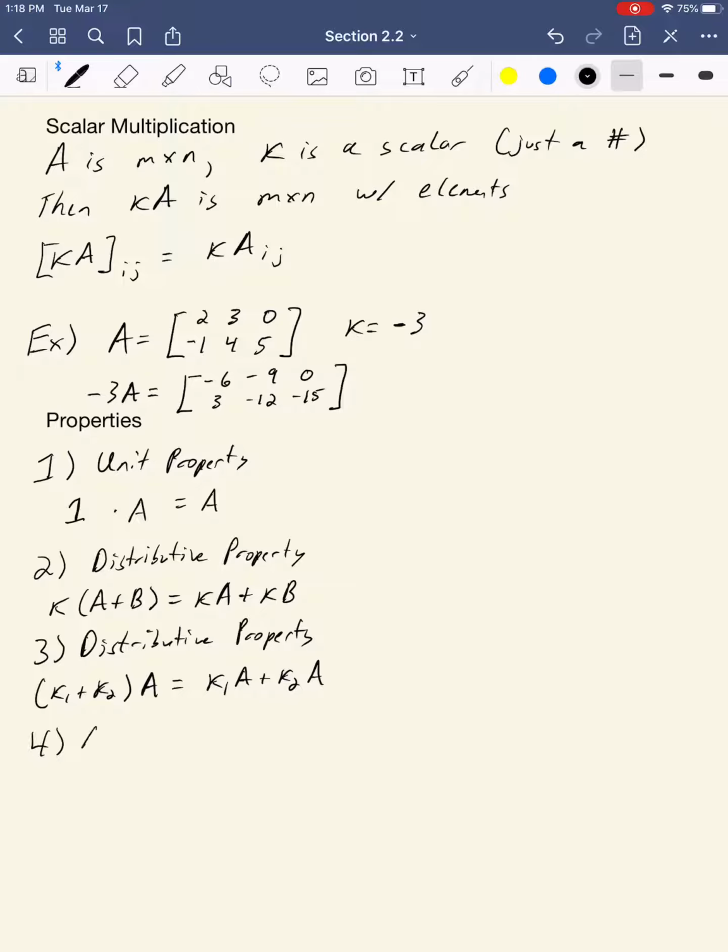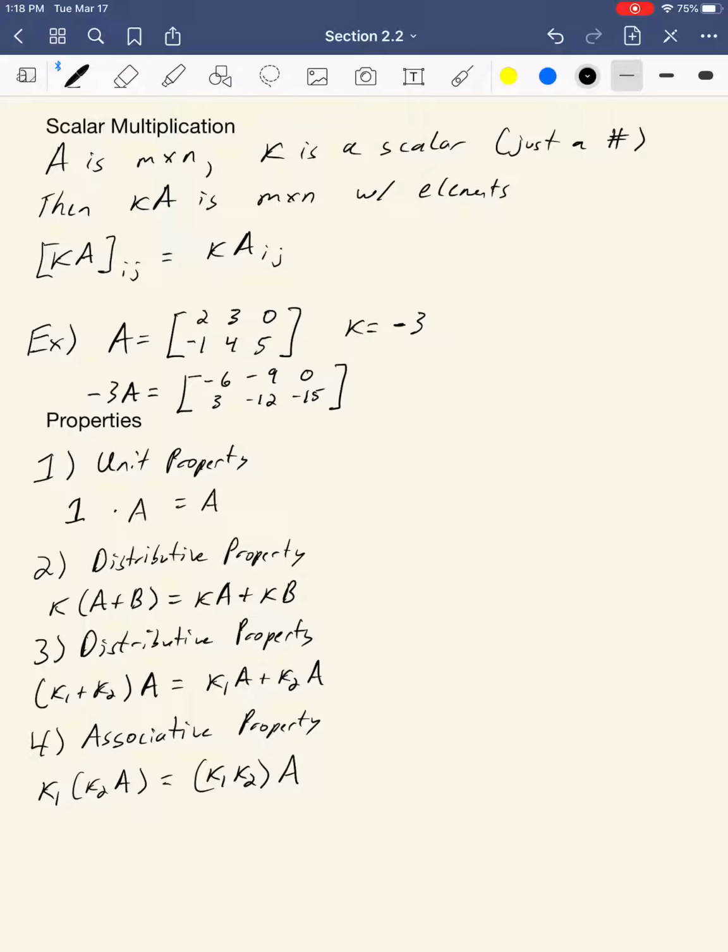And then finally, there is an associative property here. If you have k1 times (k2 A), you can choose to multiply the scalars first, k1 times k2, and then multiply that onto the matrix A. All of these properties are basically saying that scalar multiplication acts as you would expect it to, which is great because we're trying to define the operations that we already know about, addition, multiplication, subtraction, etc., in a way that extends them from just numbers into matrices.